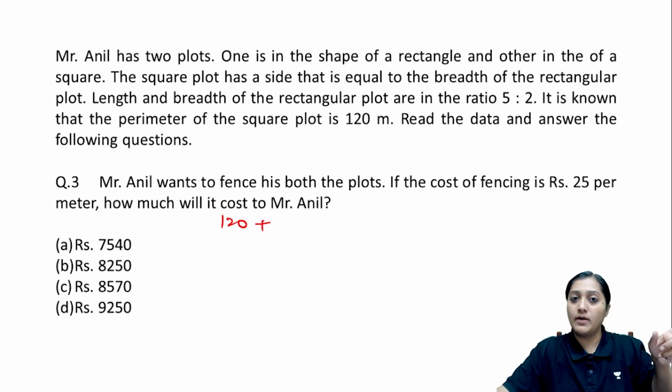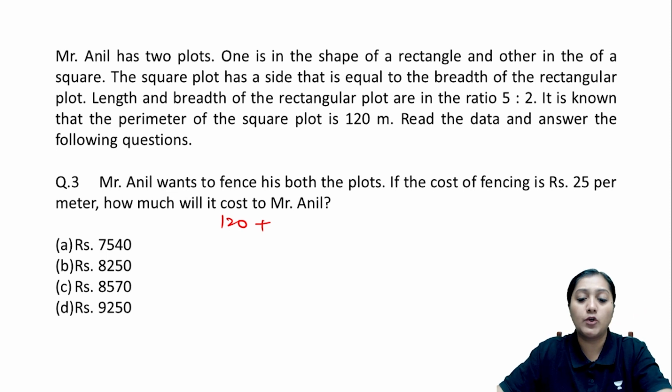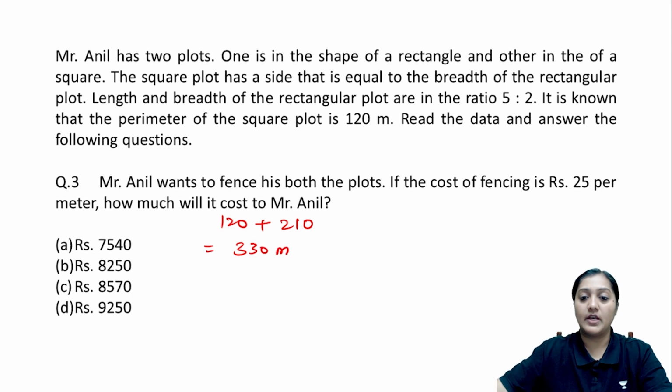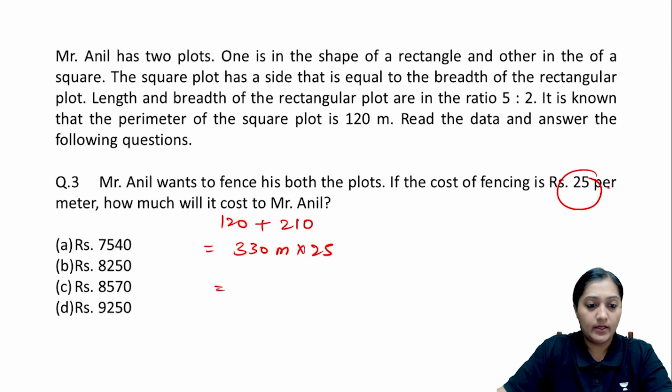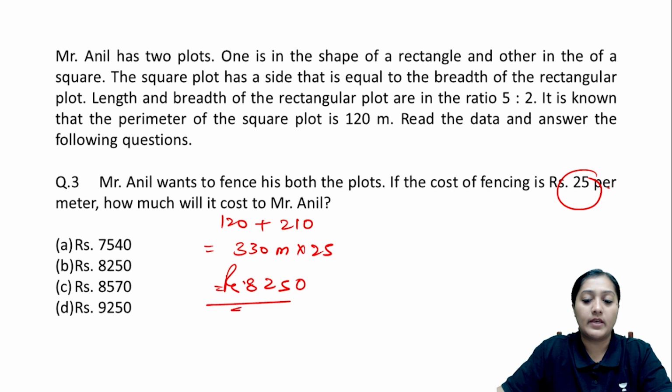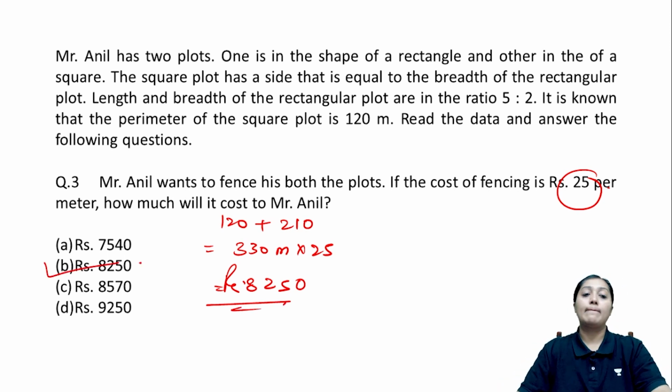और हमने पूरा perimeter निकाला था rectangle का भी. 210 was the perimeter of the rectangular plot. This gives me 330 meter. And similarly, if the cost of fencing is rupees 25, I'll just multiply 25 here, and that gives me an answer of rupees 8250. Okay, so my correct answer seems to be B.